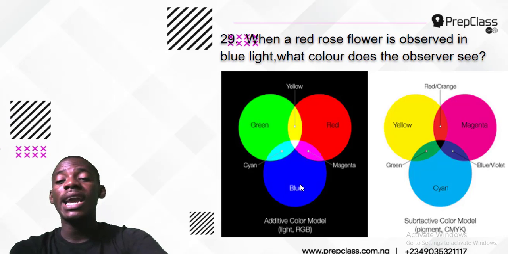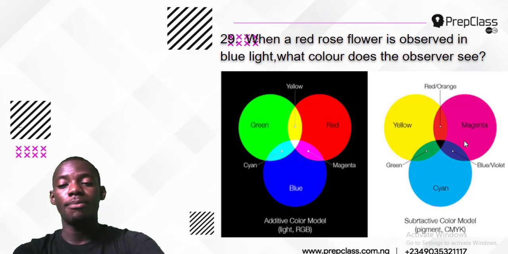Yes, in fine art, we are not dealing with light color. We are dealing with pigment or paint color. In the world of art, the primary colors are yellow, red, and blue. But in light, in physics, in optics, the primary colors are green, red, and blue. Please take note. Now, the question says when you combine red.